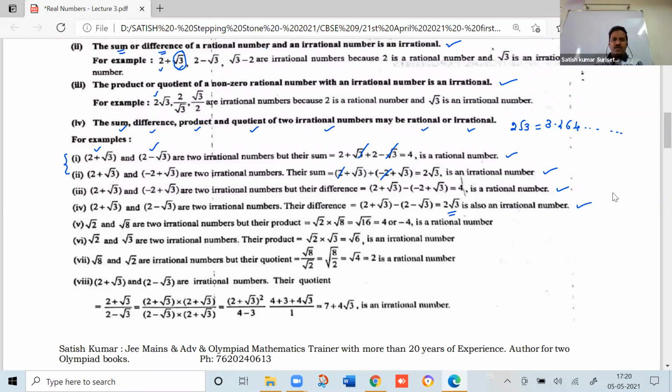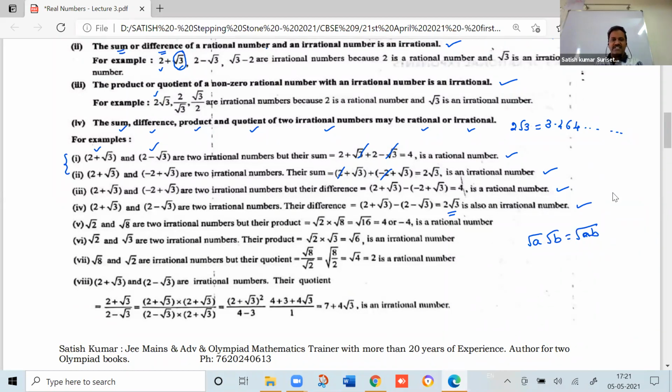Next, root 2 and root 8 are two irrational numbers. So far we have discussed the sum and difference. Now let us consider the product. Root 2 into root 8 will be the same as root of 16. That is, you have the property root a into root b can be written as root of ab, when a and b are positive numbers.